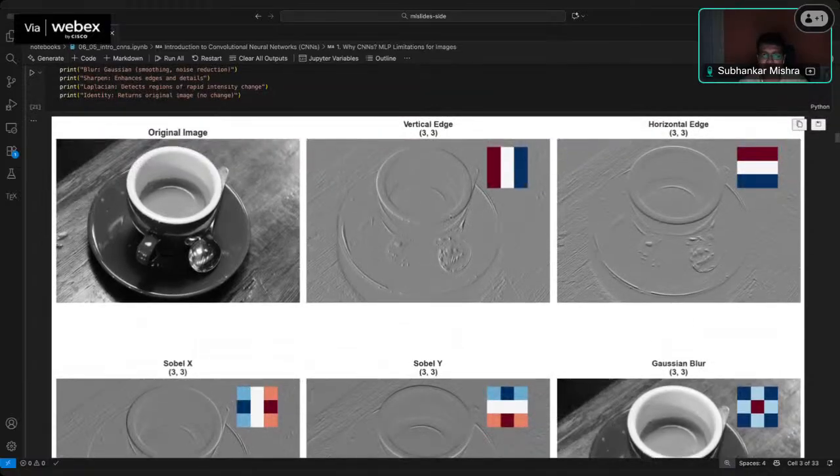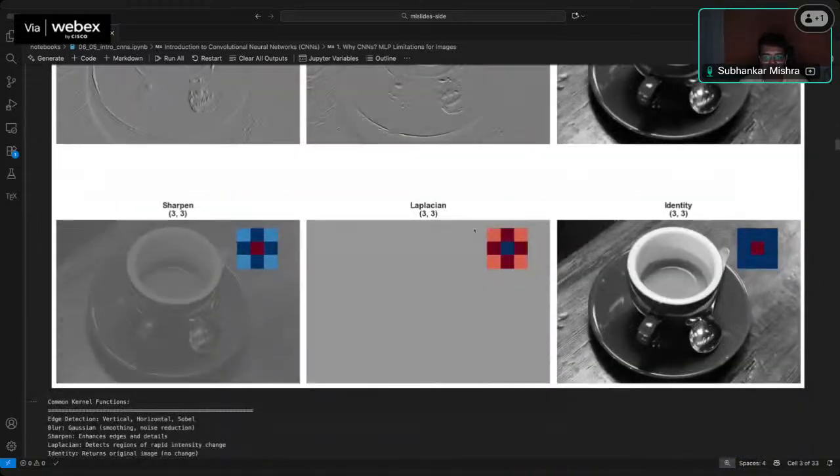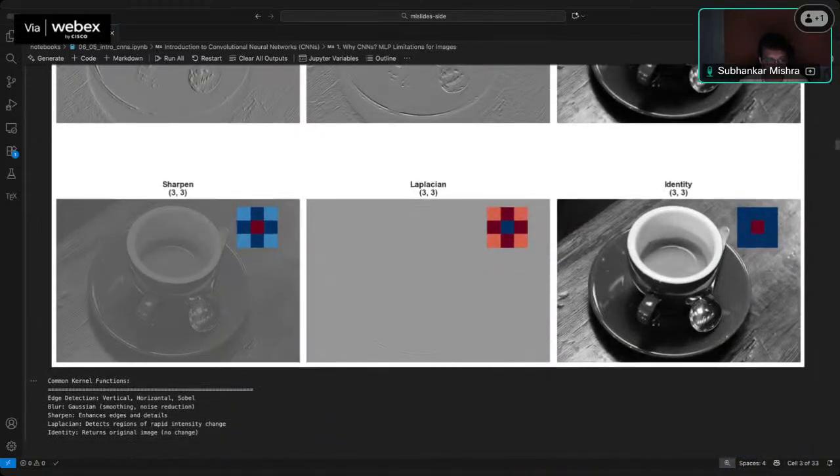Yeah, so vertical edge tries to detect more vertical things, horizontal will try to detect more horizontal kinds of edges, and then sharpening will try to sharpen. It does not always work, of course, but Laplacian will try to find noise, and you can find noise that way pretty nicely. And then identity is there, so it becomes exactly the same thing.